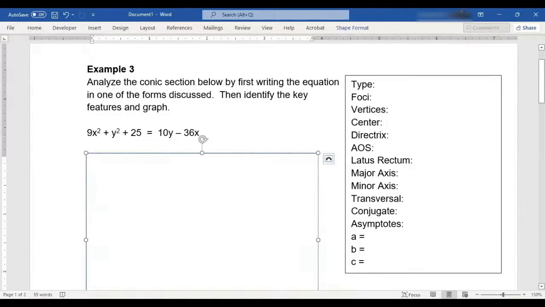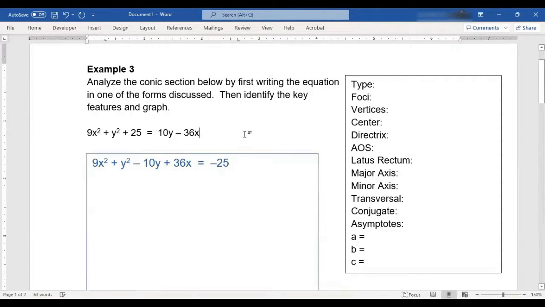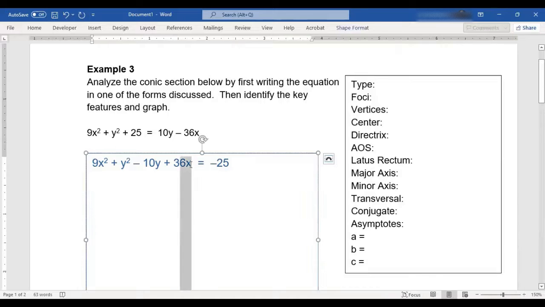So my first move is to get 9x squared plus y squared minus 10y plus 36x is equal to negative 25. Okay, so I've moved all of those components around, so all the variables are on the left and the non-variables are on the right. And in fact, I'm going to move this around a little bit more. I'm going to group the x stuff together and the y stuff together, since it is in these formulas, right? So you usually have x minus h all lumped together and y minus k all lumped together. All right, so I'm giving myself some space to work in this equation.